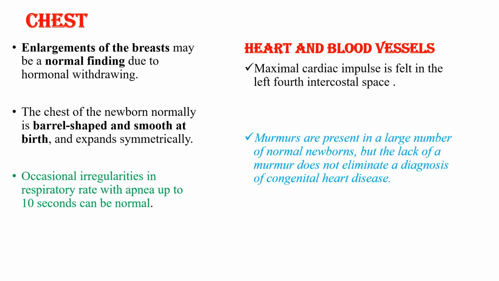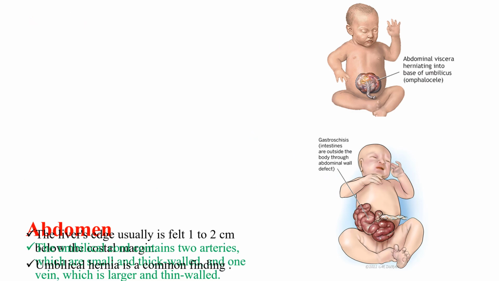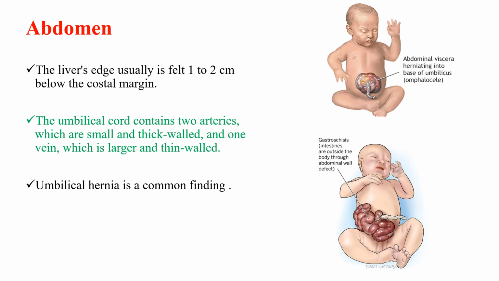When we come to the heart and the blood vessels, the maximal cardiac impulse is felt in the left fourth intercostal space. Murmurs are present in a large number of normal newborns, but the lack of a murmur does not eliminate the diagnosis of congenital heart disease. When we come to the abdomen, the liver's edge usually is felt 1 to 2 centimeters below the costal margin in neonates.